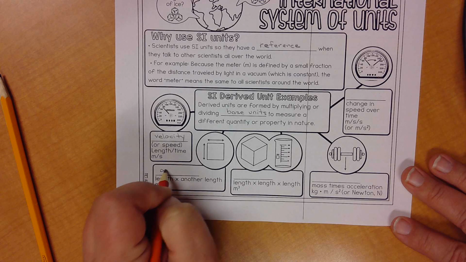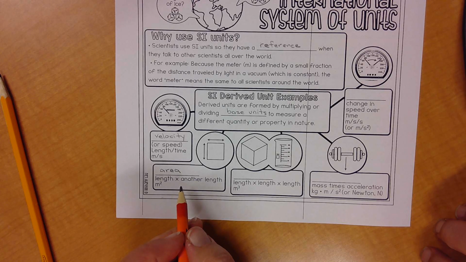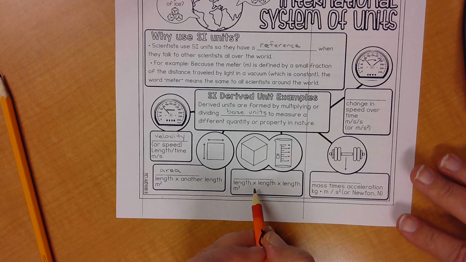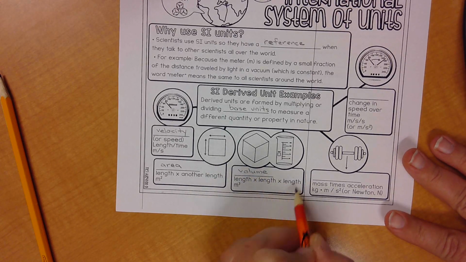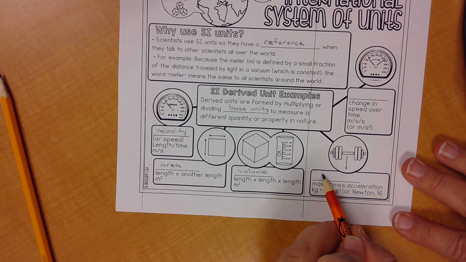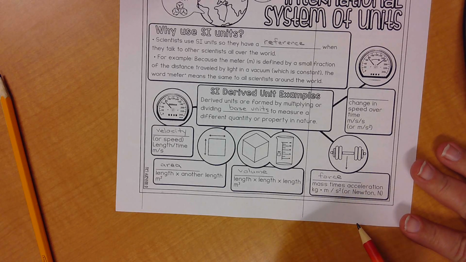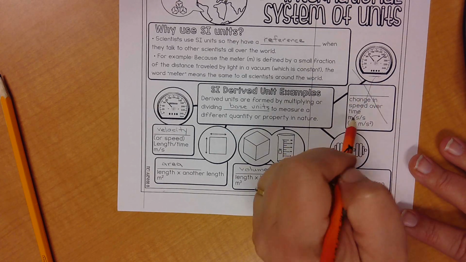This is area. Length times another length is area. See how it's derived? Two things multiplied together. Volume is length times length times length. Meters cubed. We'll be talking about that in much more detail. Mass times acceleration is force. And we will be talking about that not so much. It's more of a physics thing, but we will a little bit. And we're not going to worry about this one at all.